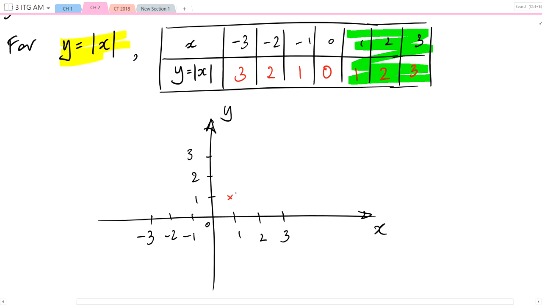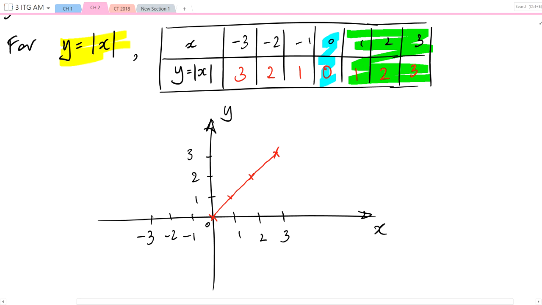When x is 1, y is 1. When x is 2, y is 2. When x is 3, y is equal to 3. And at the origin, when x equals 0, y is equal to 0. So we've got one more point over here. We can join these up. And it should not be a surprise to us that we will obtain a straight line.